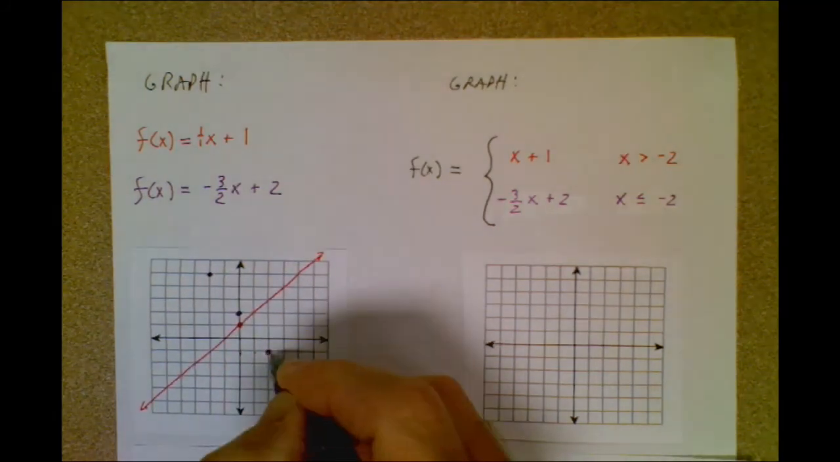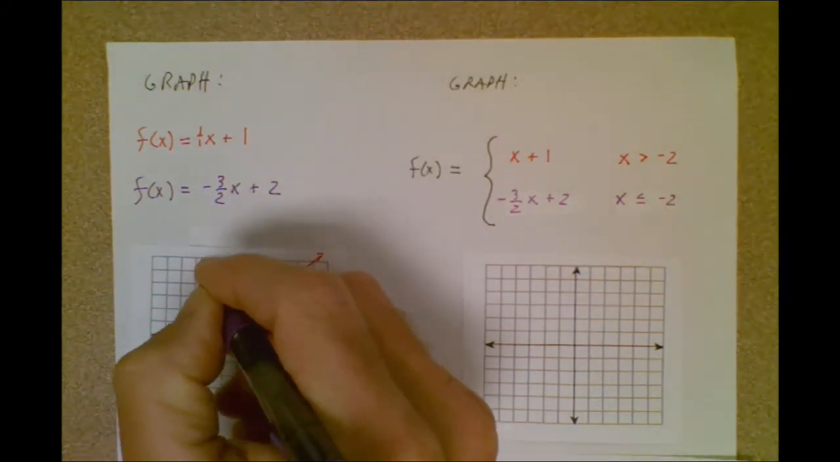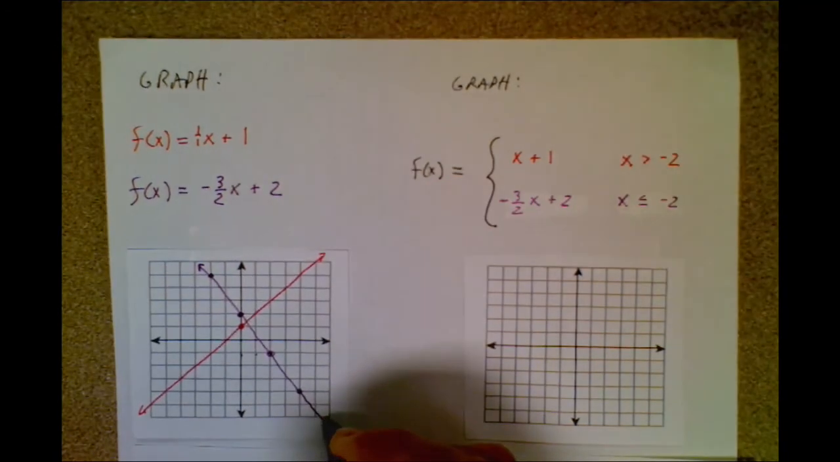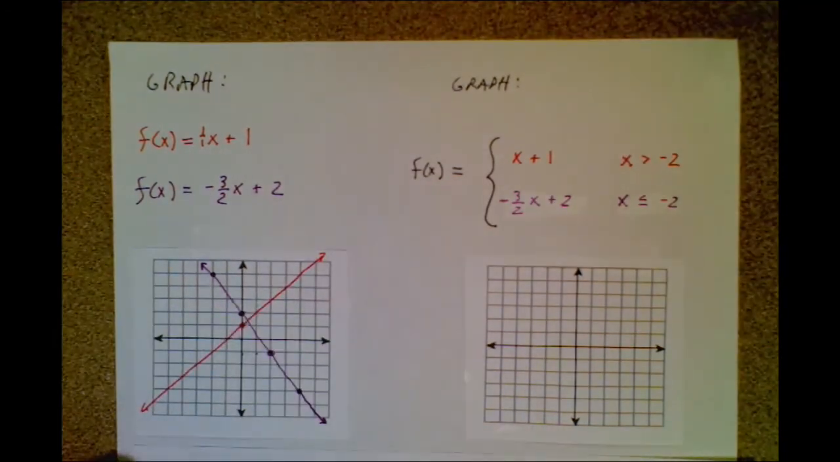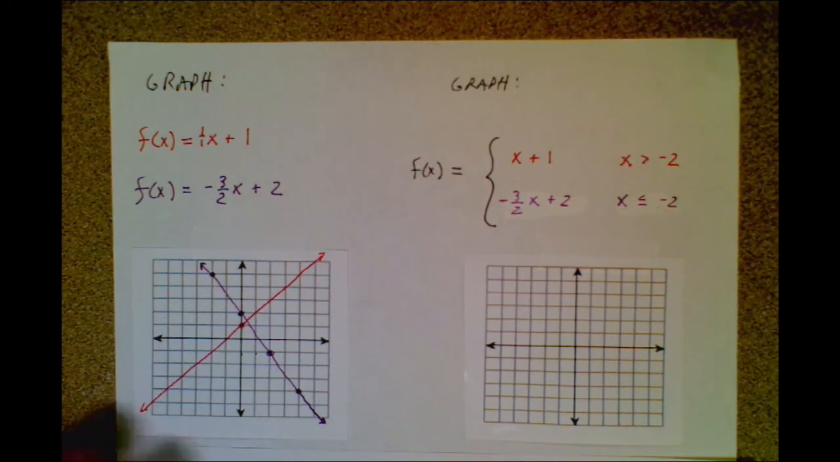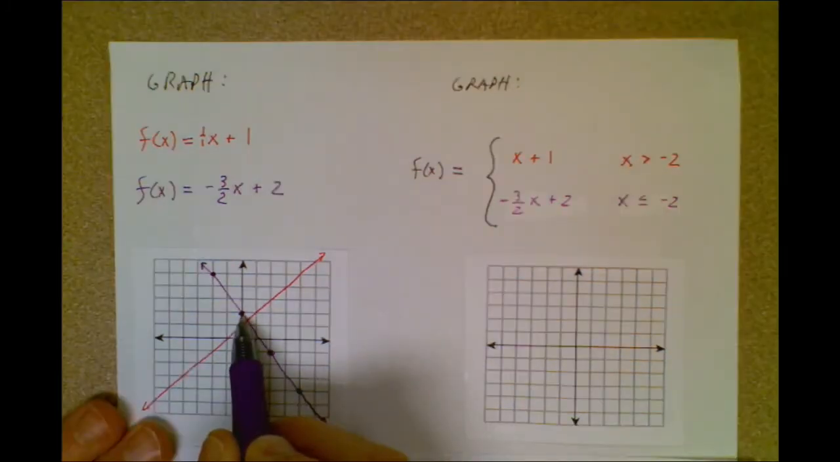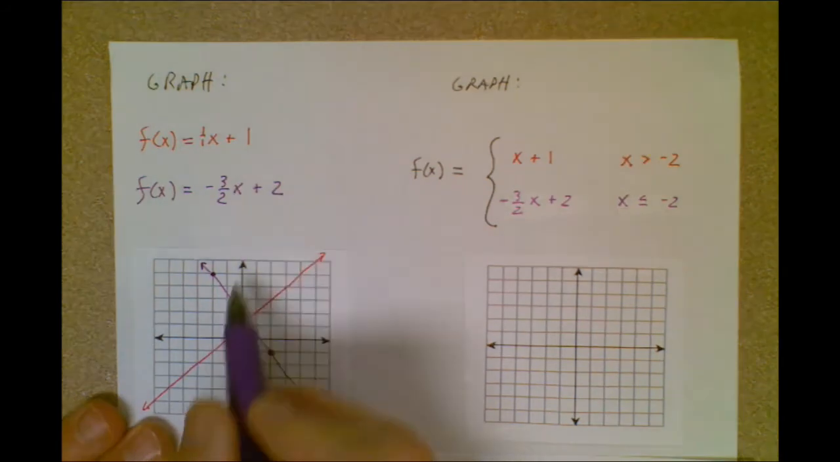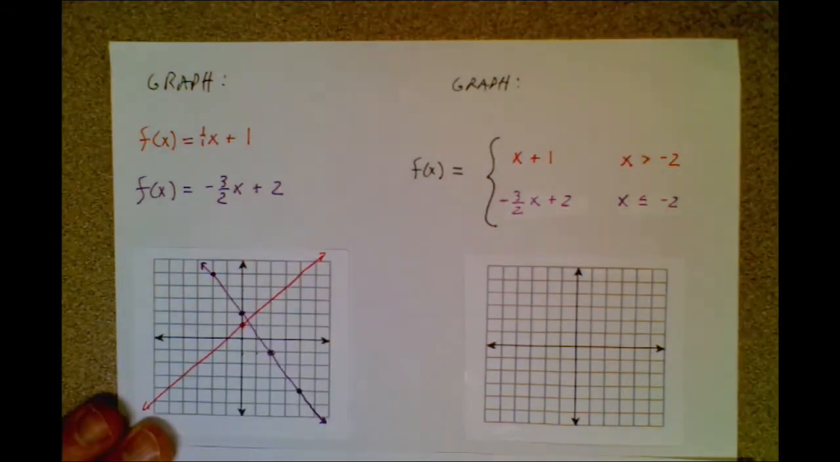And now I've got that graph. And I just made a mistake. Oh, no, I didn't. My y-intercept is 2. Okay, so I'll stick with that.